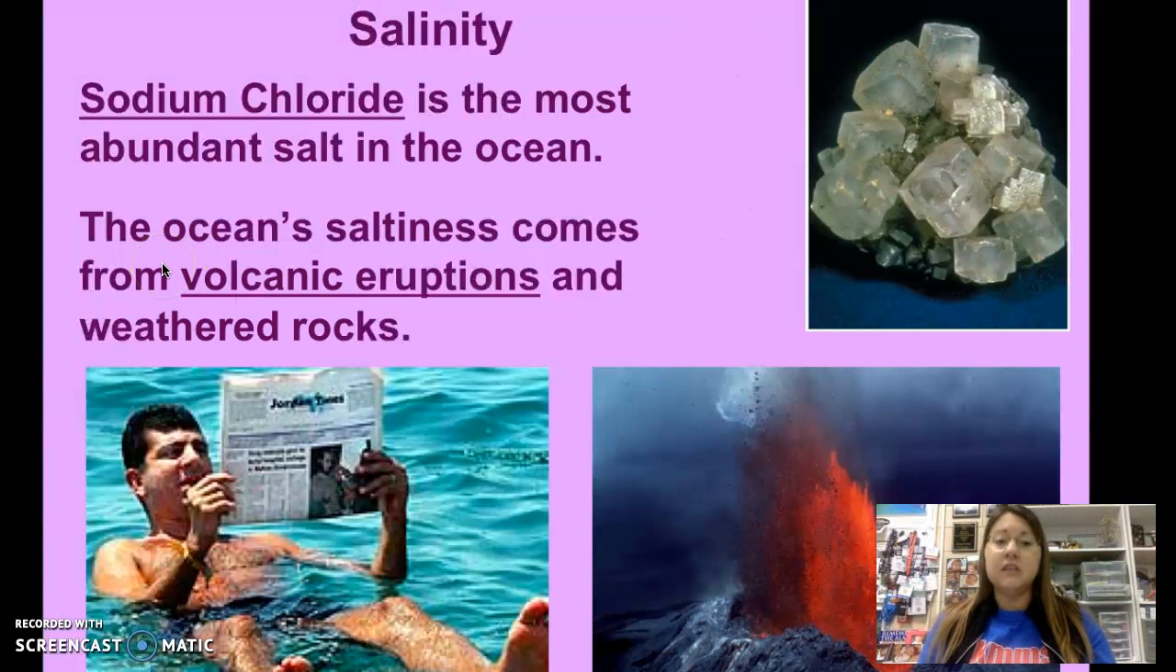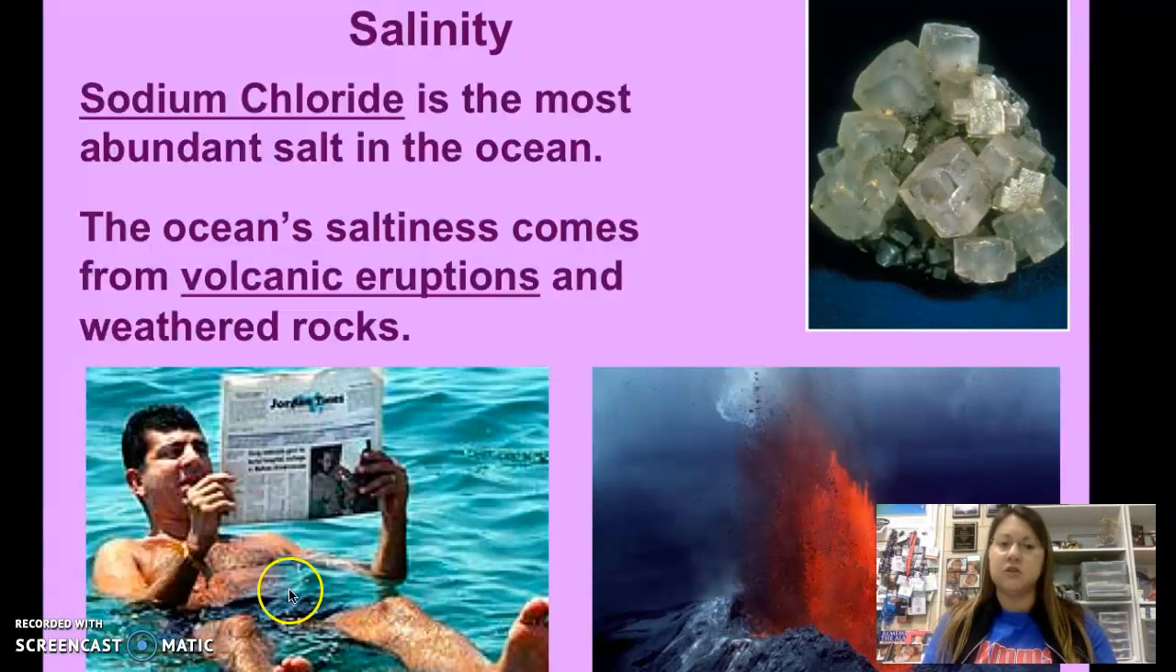The saltiness in the ocean comes from a couple different things. One is volcanic eruptions, and then also weathered rocks and minerals. For example, if you have a lot of halite in the minerals around the rock in your area, then when it rains or when erosion takes place, some of that salty halite is going to get into the water, making it salty.